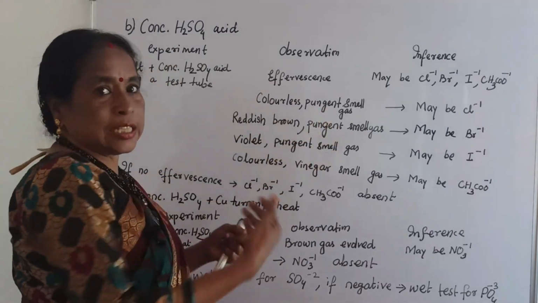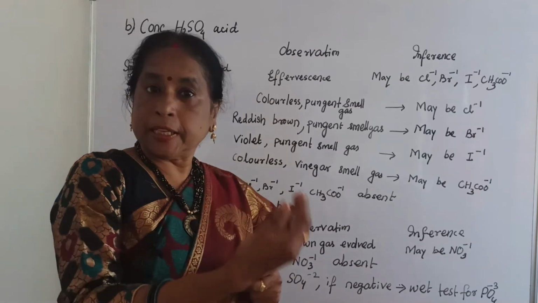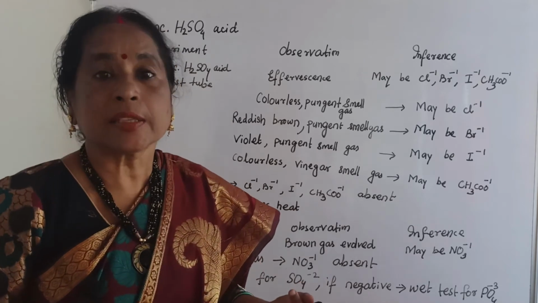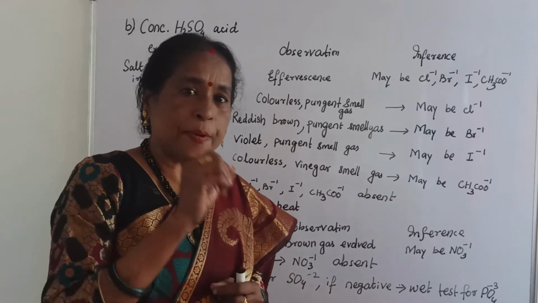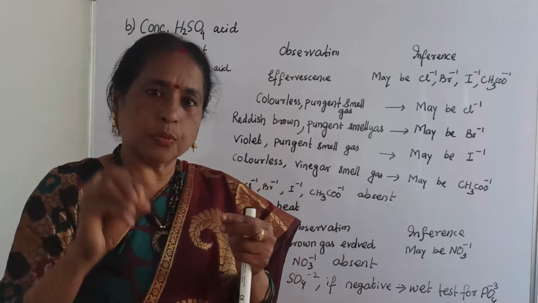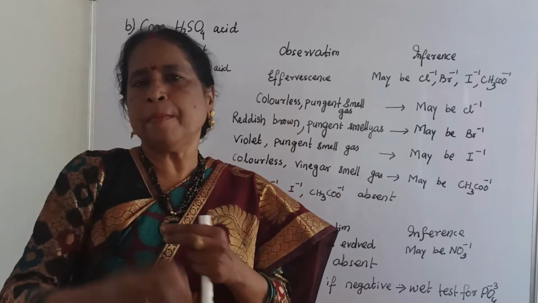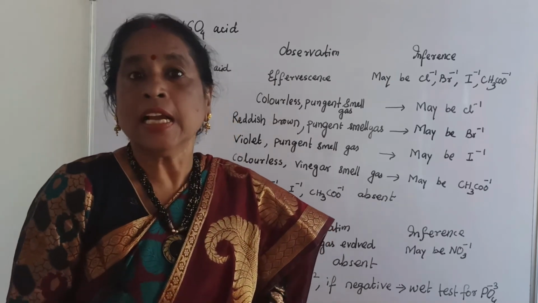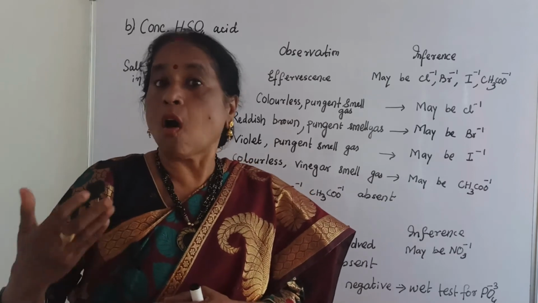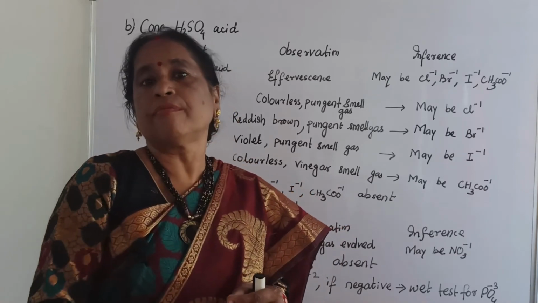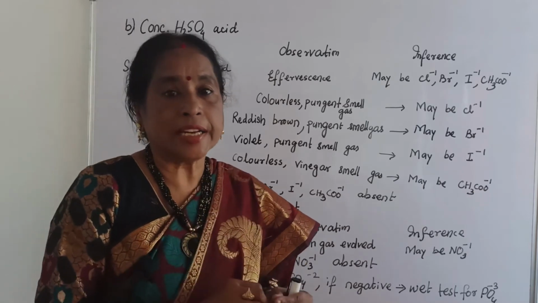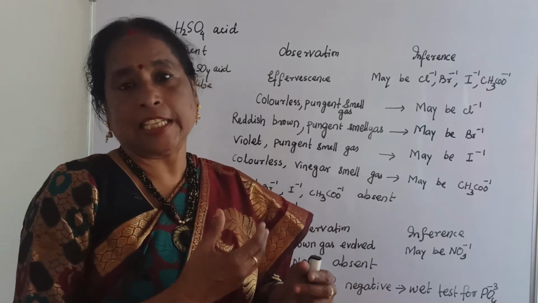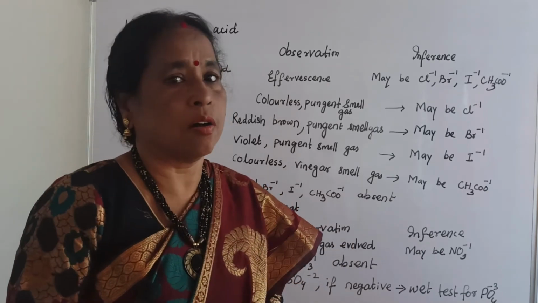According to color, a colorless gas with a pungent smell may be chloride. If it is brown color, maybe bromide. If it is violet color, it may be iodide. If there is a vinegar smell, then maybe acetate. If you get a maybe for one out of the four, then immediately you do the confirmed test, that is the wet test, for that particular acid radical, whether chloride, bromide, iodide or acetate. If you do the confirmed test, the wet test, then lastly you write: yes, the given salt contains this radical, chloride, bromide, iodide or acetate.